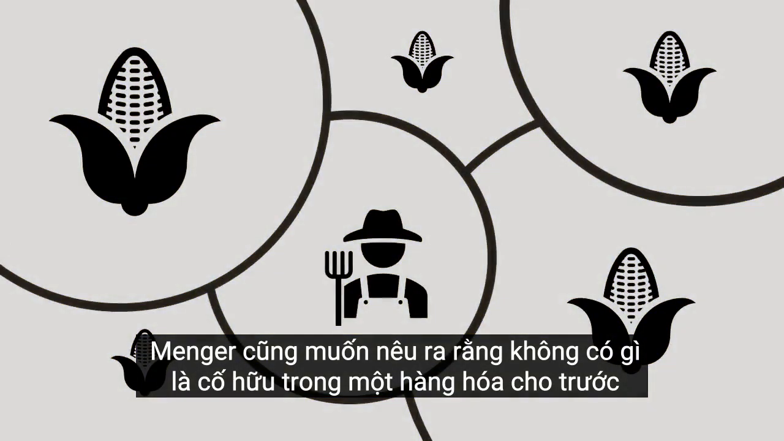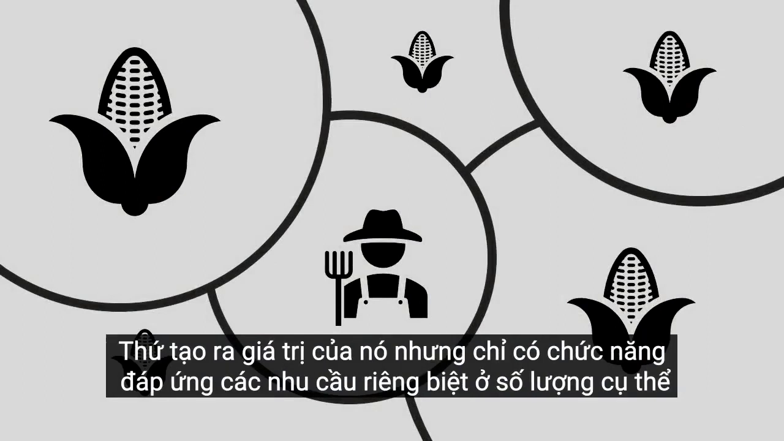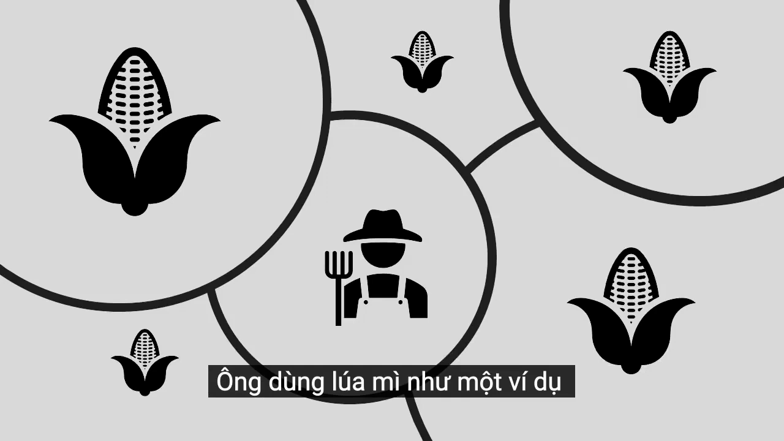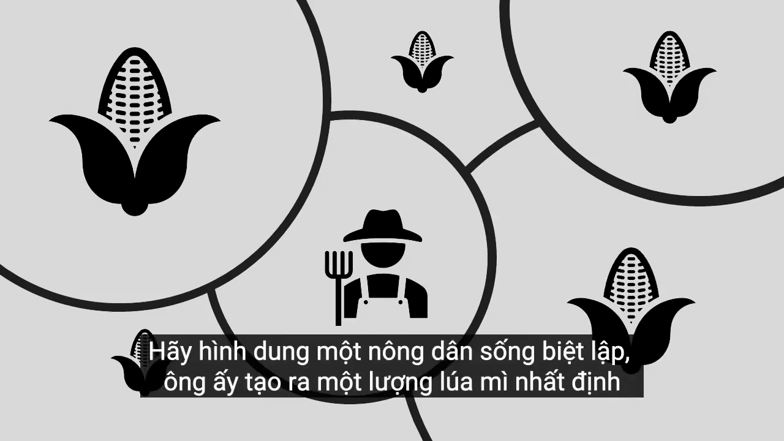Menger also wants to show how there is nothing intrinsic in a given good that produces its value, but only its employment to satisfy distinct needs in specific quantities. He uses wheat as an example. Let us pretend there is an isolated farmer. He produces a certain quantity of wheat.